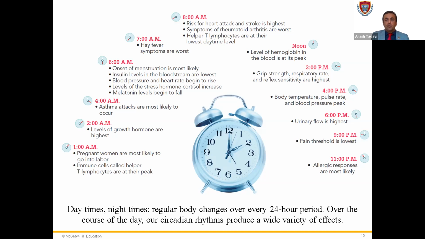At 4 p.m. body temperature, pulse rate, and blood pressure peak. This is the best time to be at the highest level of consciousness. At first, it is between 10 a.m. to 12, and after that, between 4 to 7 or 4 to 6. Urinary flow is highest at 6 p.m.